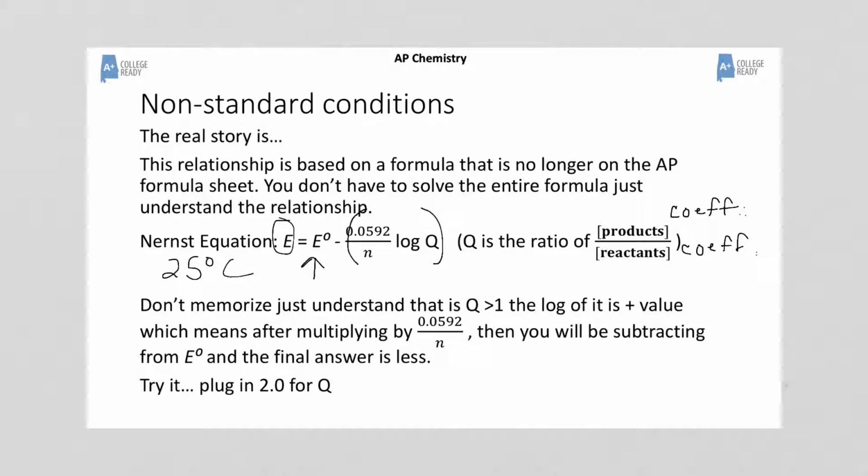So that's why I'm saying that the non-standard cell potential will actually be higher when you have Q that's less than 1. So that's where that whole slide came from, just to get a little background information. And it's also in the notes.